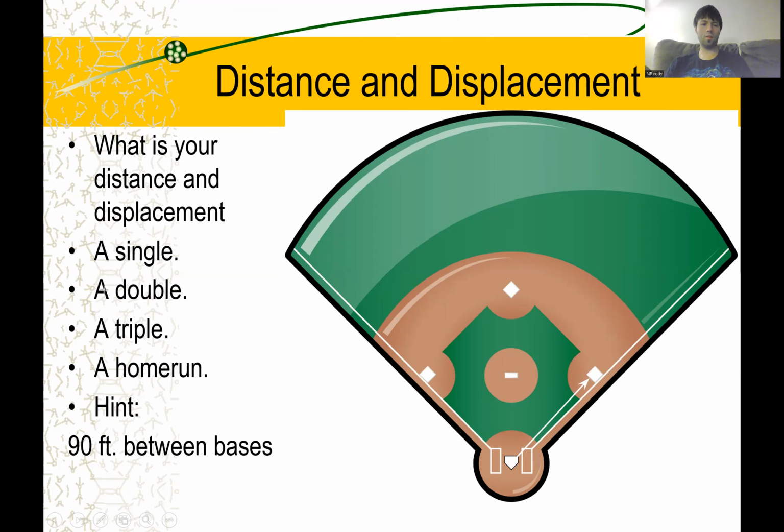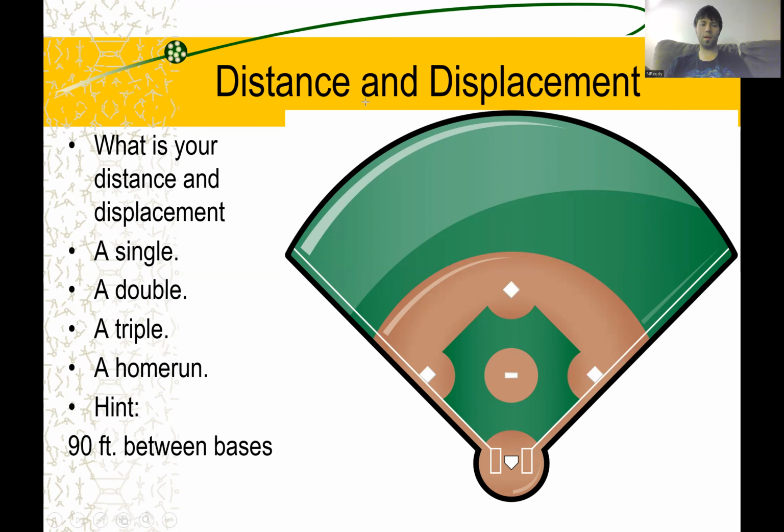I'm going to skip over double because that's actually one of our bonus problems. I don't want to give away the solution to that one. I'm going to do triple though. So what is the distance and displacement for a triple? So again, single, the answer was 90 feet for both distance and displacement.